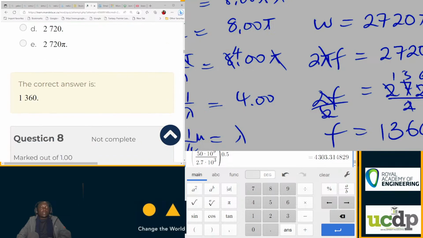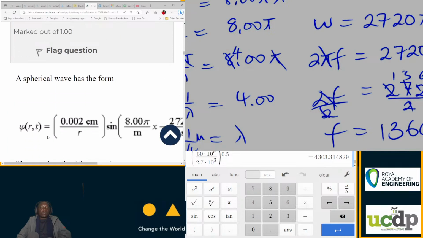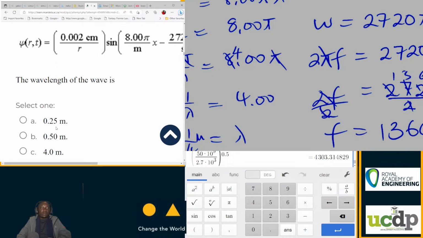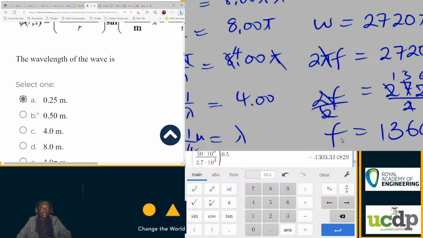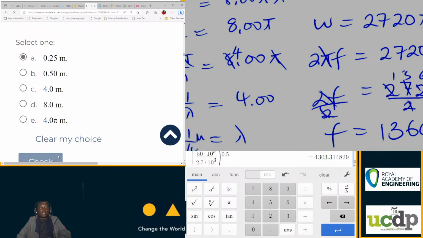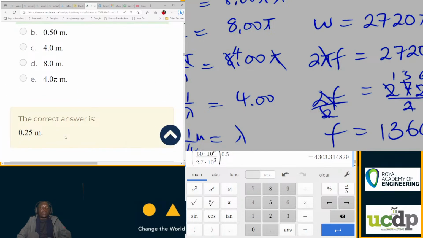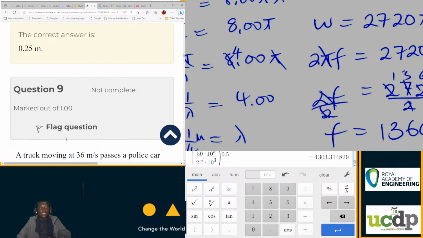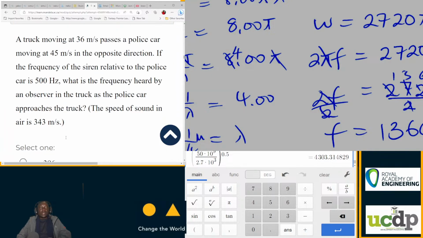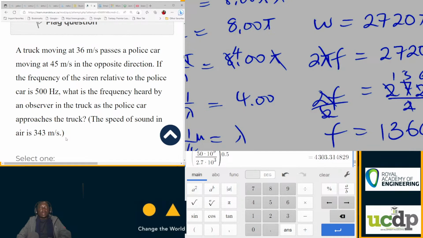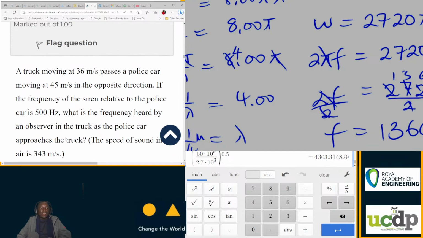And what else are we asked? A spherical wave, which is the same wave, the wavelength, we've already calculated it, 0.25 meters. So that's killing 2 birds with 1 stone. Perfect. Our last question for today goes back to the Doppler effect.